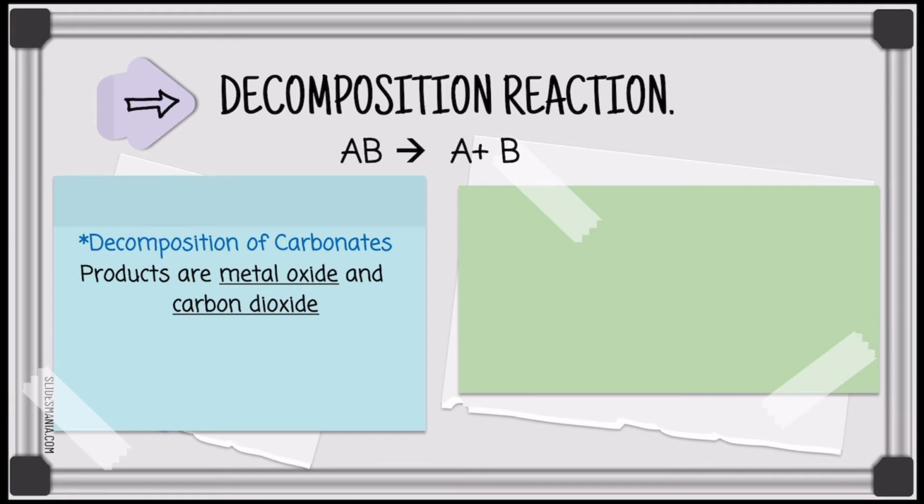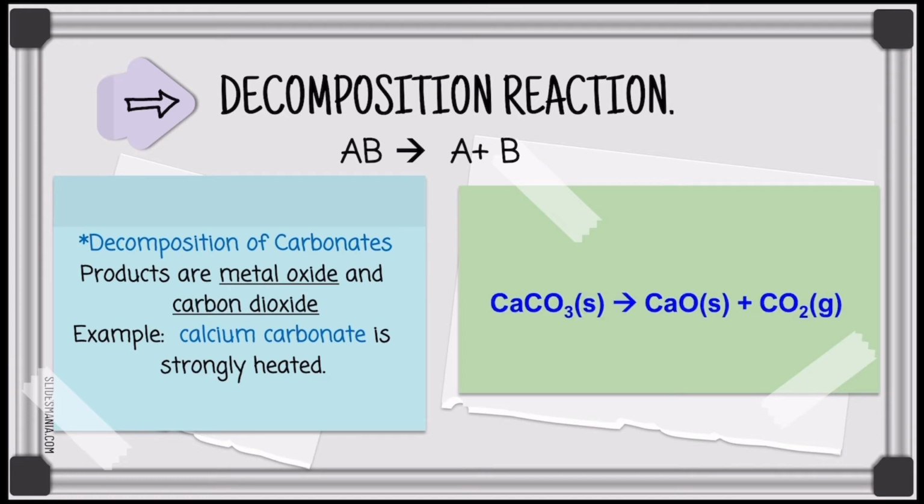Another type of decomposition reaction involves the decomposition of carbonates. The products of the decomposition of a carbonate are always a metal oxide and carbon dioxide gas. For example, when calcium carbonate is strongly heated, it will decompose to form calcium oxide and carbon dioxide. Notice how this is already a balanced equation and we don't need to add any additional coefficients.